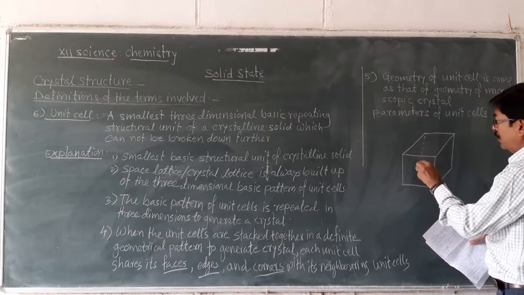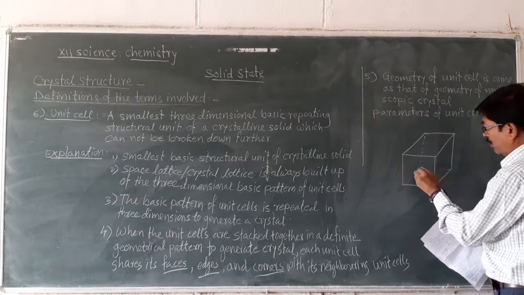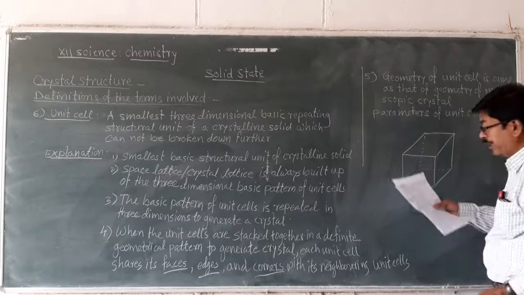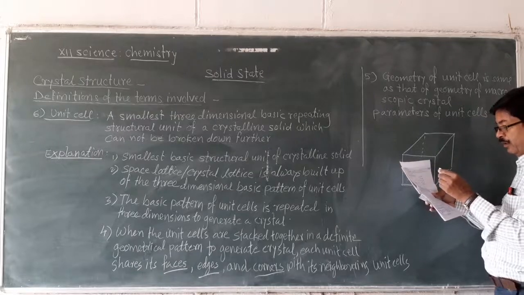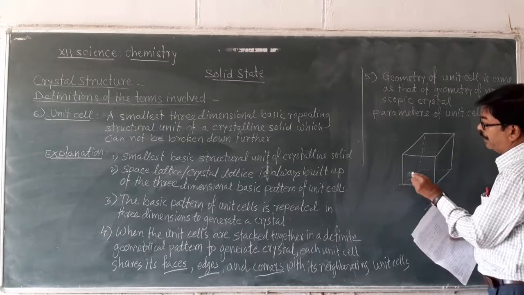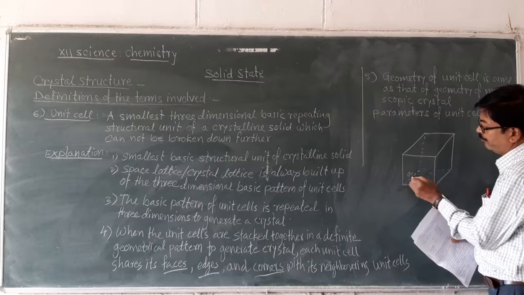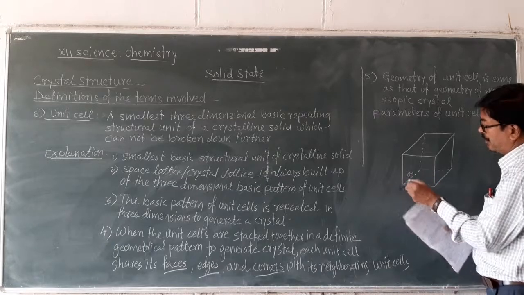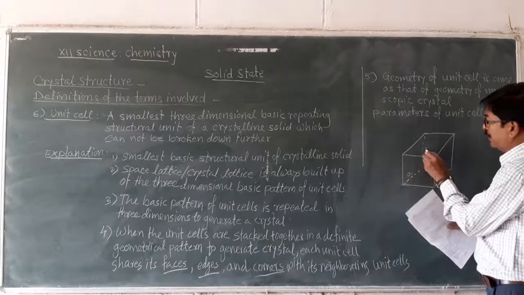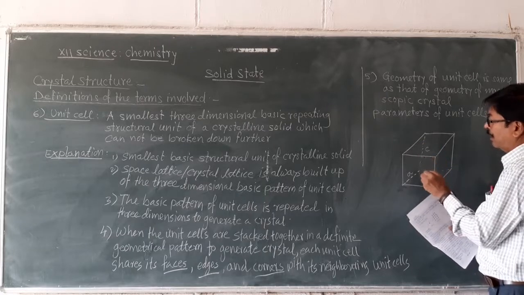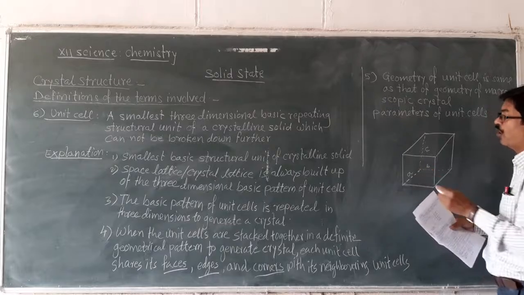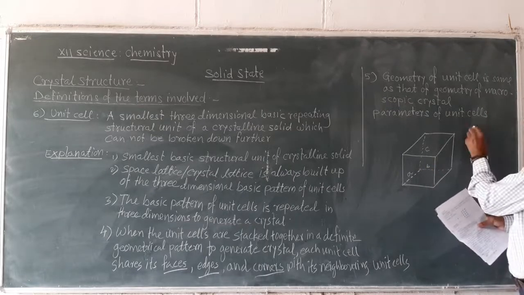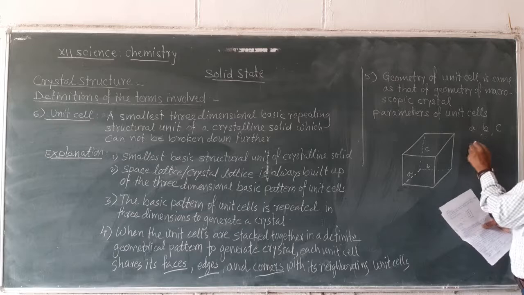This is a unit cell. Here this is A edge length, this is C edge length, and this is B edge length. We consider this corner. A, B, C are edges.